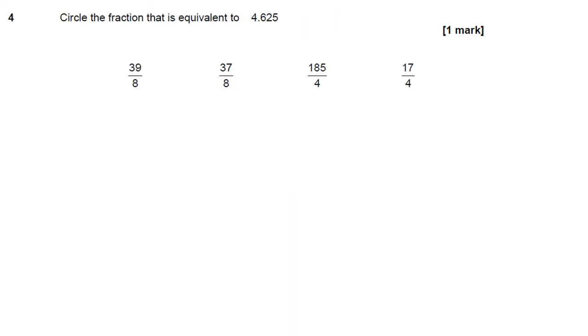Okay, question 4. Circle a fraction that is equivalent to 4.625. Now there are ways to write decimals in terms of fractions, but the easier way to answer a question like this one is just to try the different values. So let's assume that the first one is the correct answer, and let's try that. So if that was true, then we could rearrange this by multiplying 8 by 4.625. Okay, so what is that? What is 8 times 4.625?